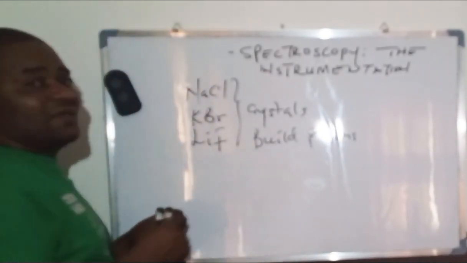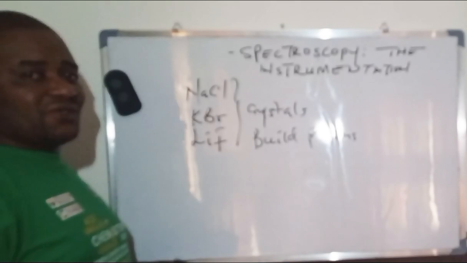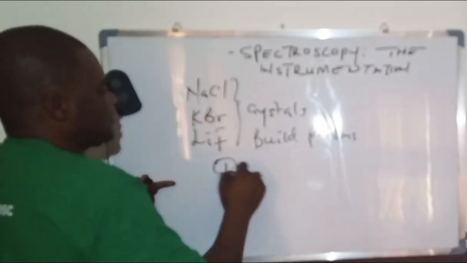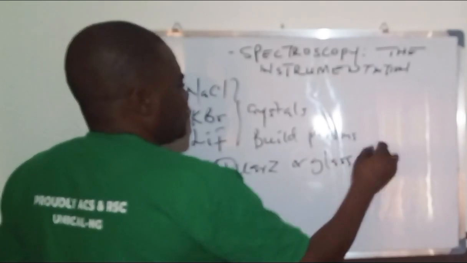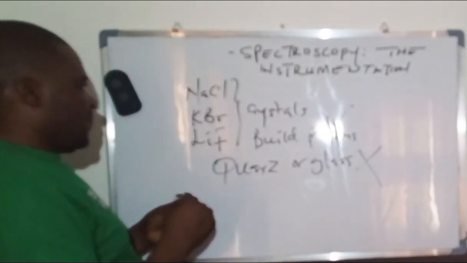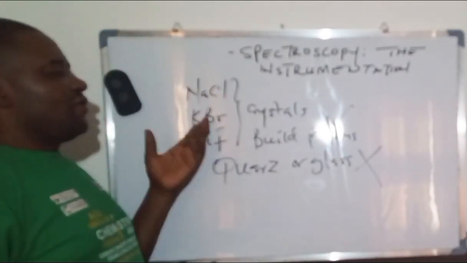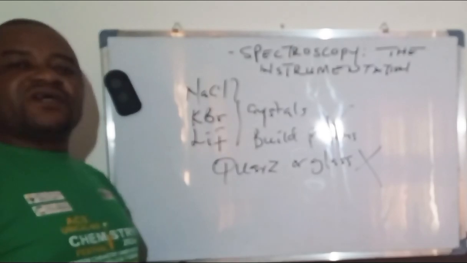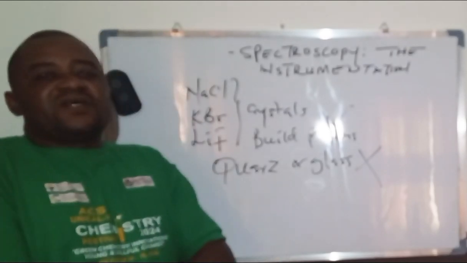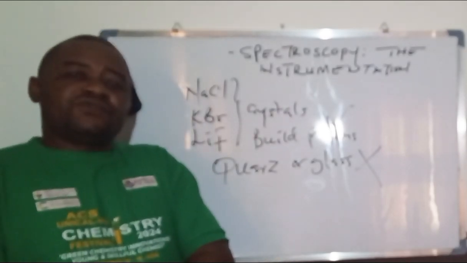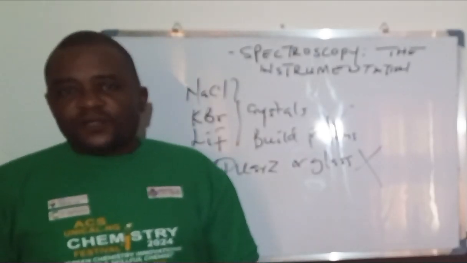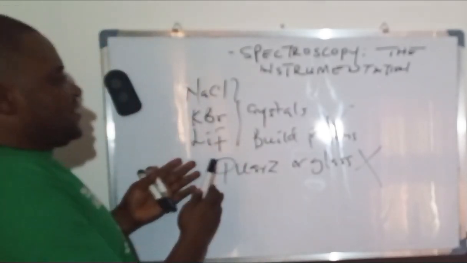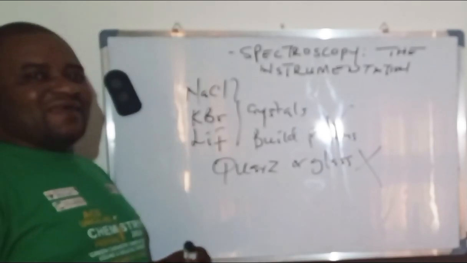Monochromators, prisms for IR spectroscopy. You don't use quartz or glass. You use crystals of what? Crystals of halogen salts to build prisms for monochromators for IR spectroscopy. Now that is clear on that.